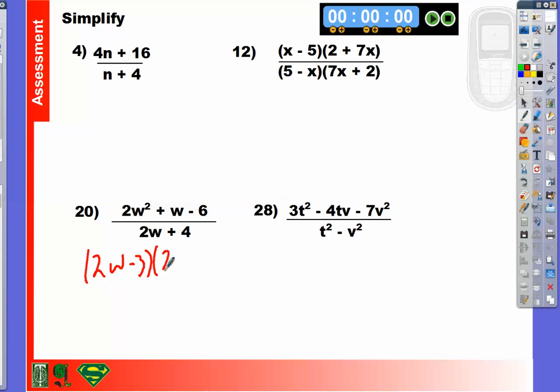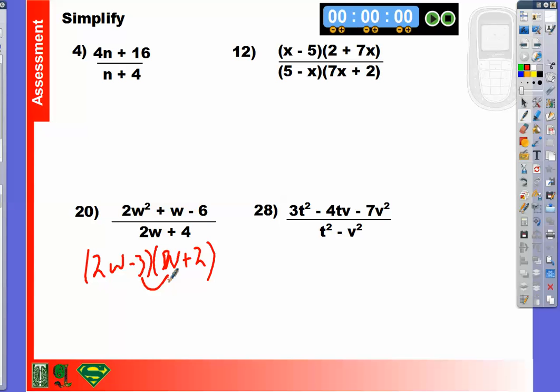times w plus 2. Okay. Now let's just double check to see if this works. Let's see, because I'm pretty sure that 2w times w is 2w squared. Negative 3 times 2 is in fact negative 6. But let's see if that middle term works out.